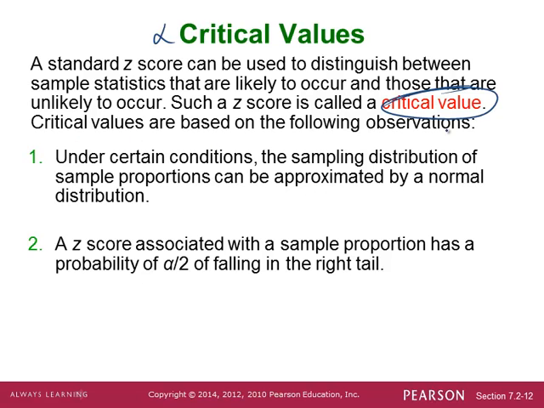Critical values are based on the following observations. Number one, under certain conditions, the sampling distribution of sample proportions can be approximated by a normal distribution. We actually saw this when we talked about sampling distributions back in the previous chapter. And number two, a z-score associated with a sample proportion has a probability of alpha over 2 of falling in the right tail. Because we're using a normal distribution, we could take the area in the two tails and divide it in half. If we want alpha to be in the two tails together, we could take alpha divided by 2 to get the area in one tail.